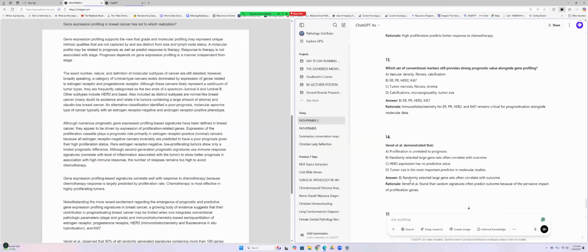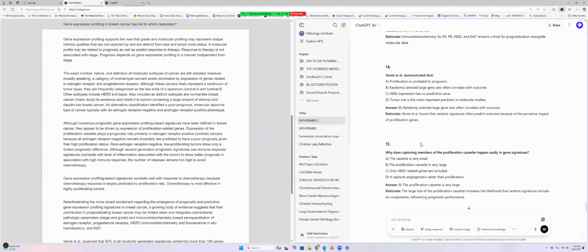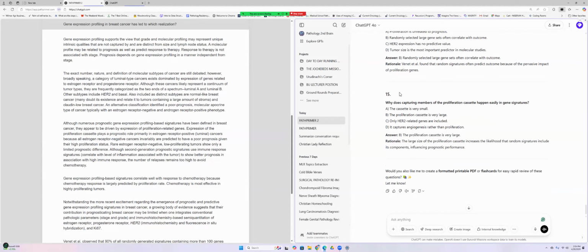Which set of conventional markers still provide strong prognostic value alongside gene profiling? PR, ER2, Ki67. Yes, those are for IHC. Molecular data is like FISH. IHC will give you equivalence. Venet et al. demonstrated that randomly selected large gene sets often correlate with outcome. Random signatures often predict outcome because of the pervasive impact of proliferation genes.